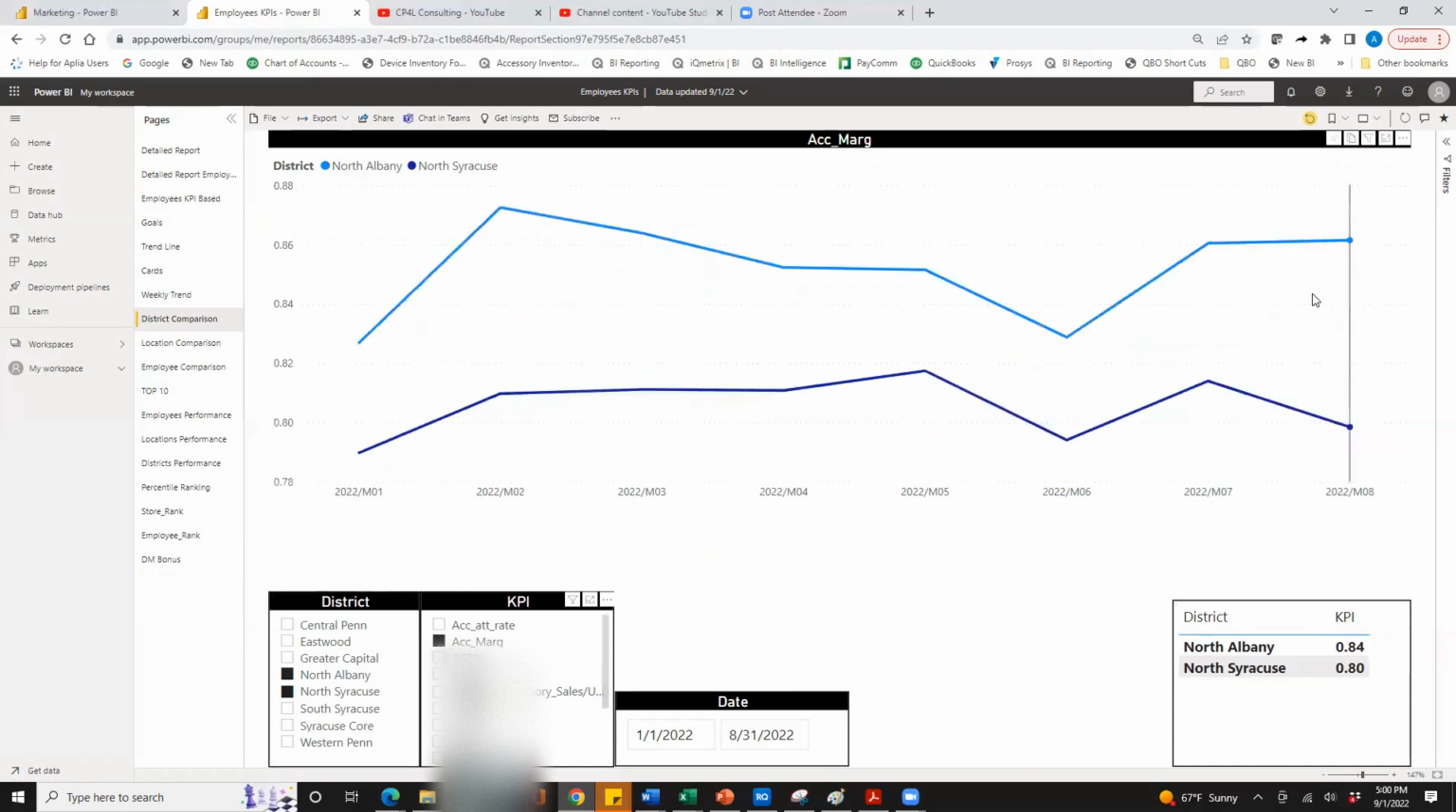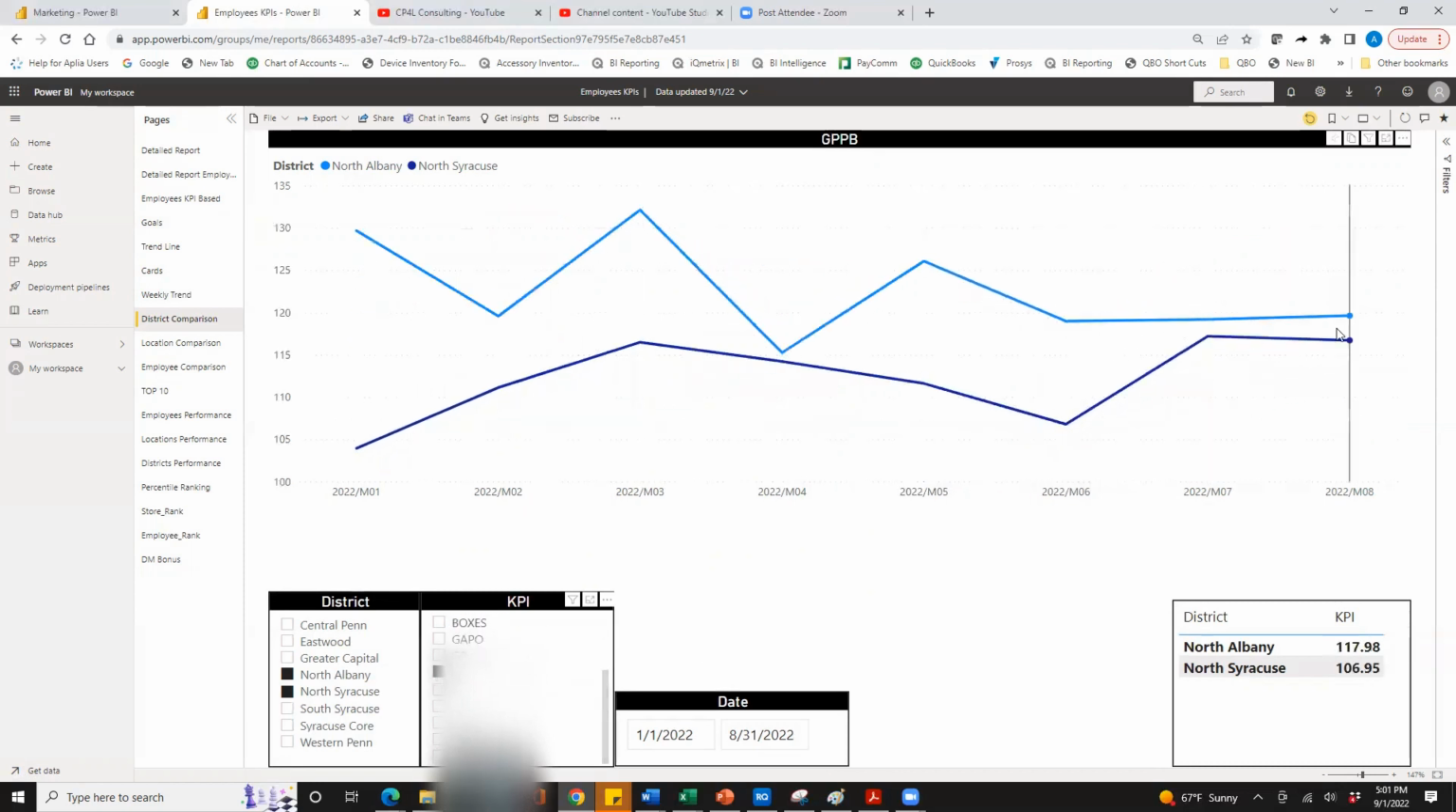How about accessory margins? I like to keep my accessory margins above 80%. Is a district discounting more than the other district? Same thing with gross profit per box. I like to look at that. What you want to see throughout your company or throughout your locations and districts is reduced variability between these trend lines. That means that you're really monitoring and optimizing operations across the board.